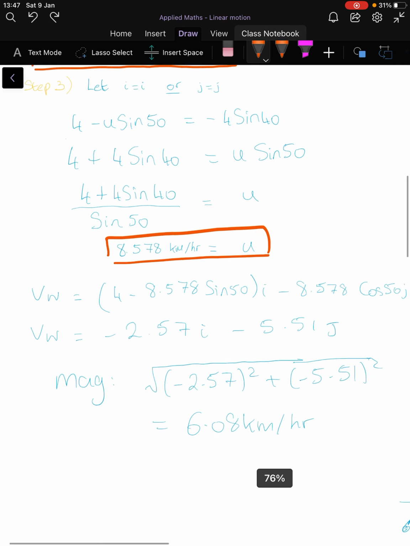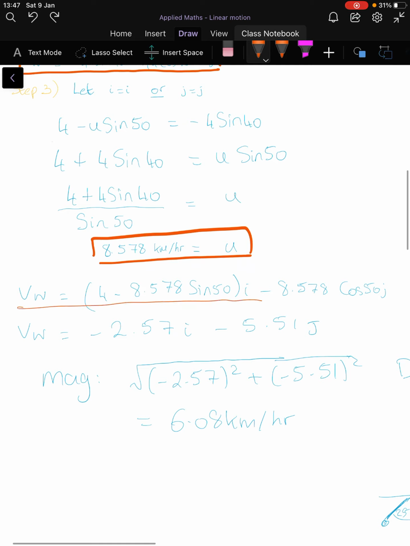So when I do that, I substitute in here, and I end up then in my calculator putting all of this in and getting minus 2.57. Same for this part on the right hand side, the minus 8.578 cos 50 into the calculator, I get minus 5.51, and that's my j value. And again, we aren't finished. All this here is the velocity of the wind in terms of i's and j's.